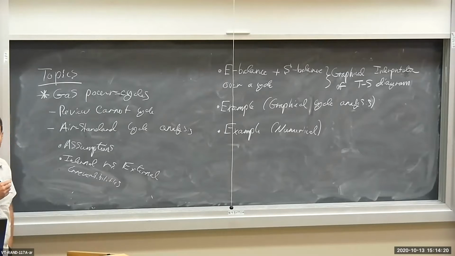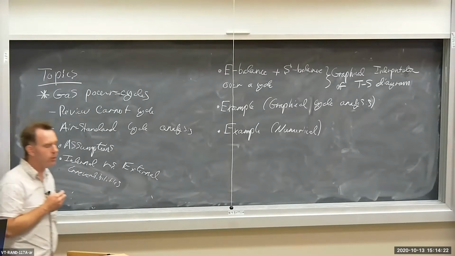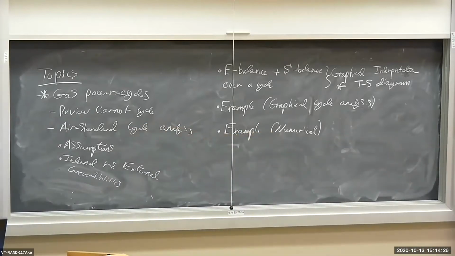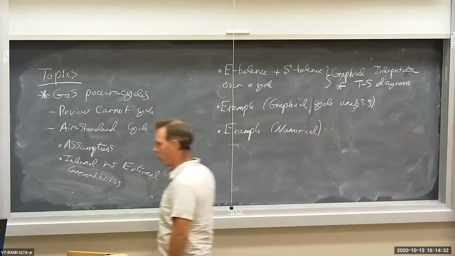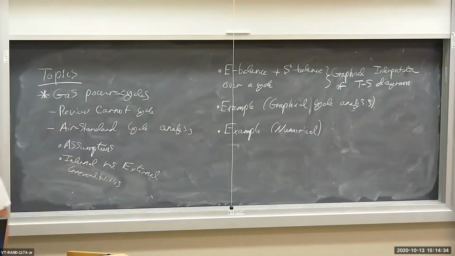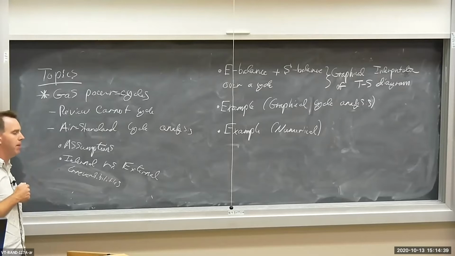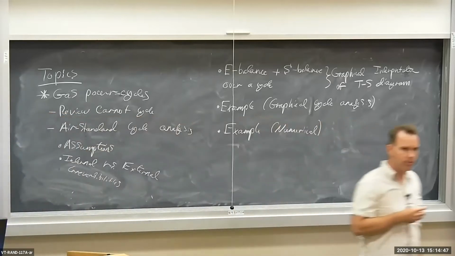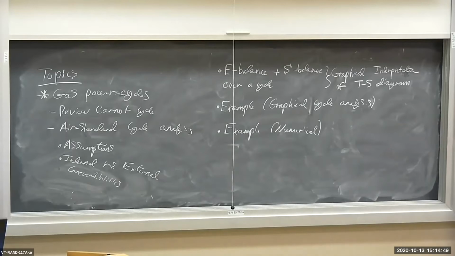There's a lot of things going on in a work-producing device, a physical work-producing device, but we can get a lot of analytical mileage out of the work that we do on the blackboard by making some simplifying assumptions. So there's a bunch of simplifying assumptions we're going to make for this air standard cycle analysis. We're also going to investigate the implication of internal versus external irreversibilities.